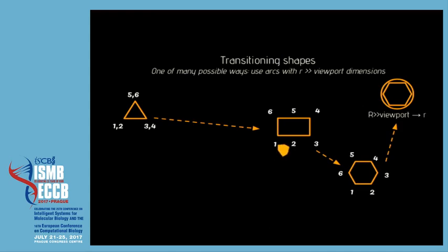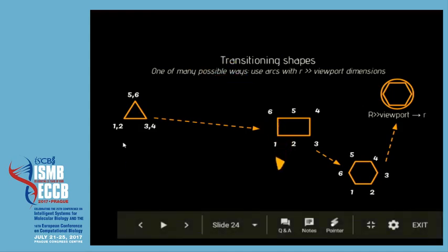And in case you need a smooth shape like a circle, how do you go from a hexagon to a circle? Basically, you just also transition the radius from a sufficiently large value to the desired value. Basically, a sufficiently large radius is a radius that is a couple of times larger than your viewport width or your height. And these are not lines, these are just arcs.